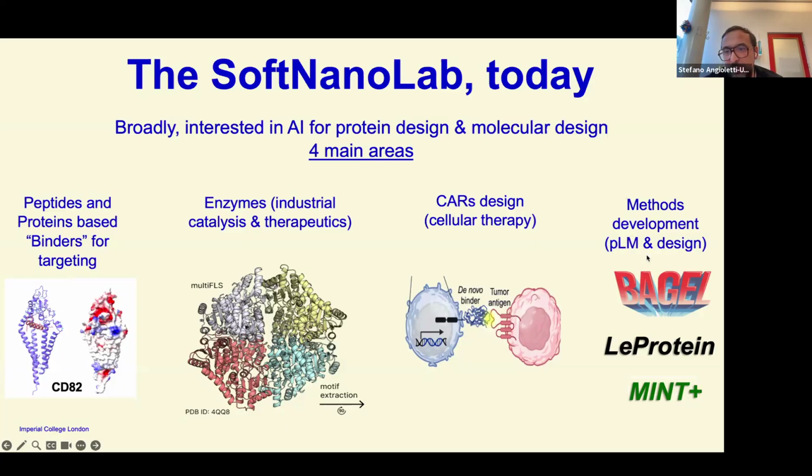And then, a fourth branch of what we're doing in my group is working on methods development. So not only on specific applications of AI, but also on developing new AI deep learning based methods. I'm talking about PLM, which stands for Protein Language Model, and software for AI enhanced design, like Bagel here.